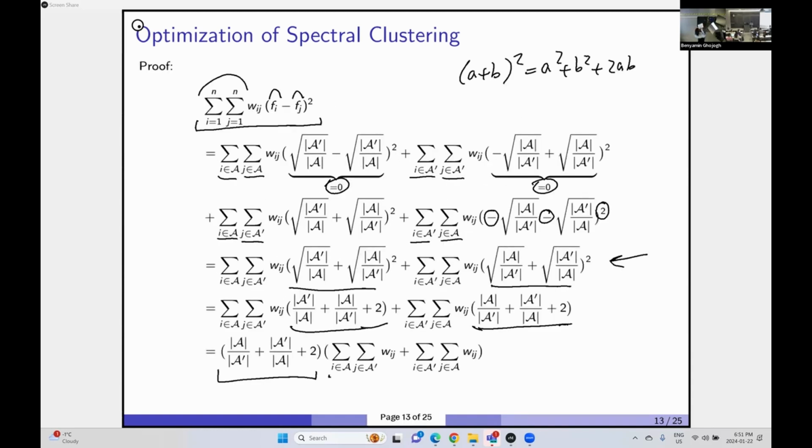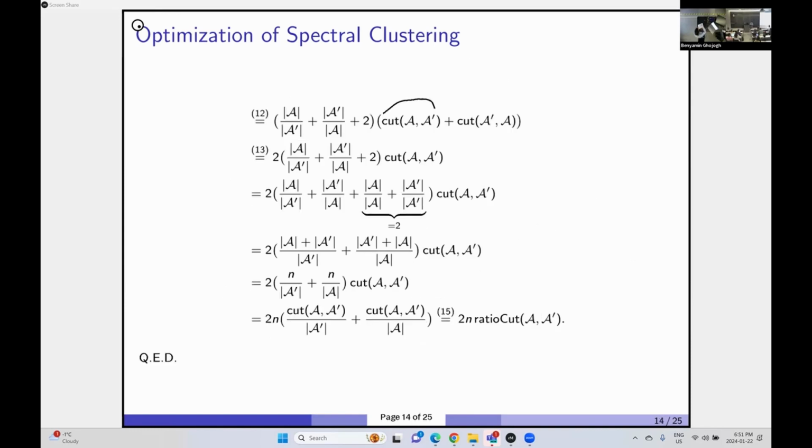What is this, guys? This is the definition of cut. This is also the definition of cut. So I will have cut A and A prime and cut A prime and A. We know that cut A and A prime equals cut A prime and A. So it will be 2 of the cut A and A prime. Agreed?